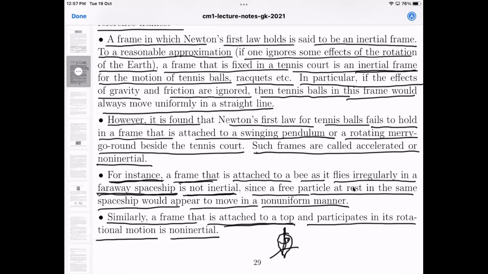Sir? Yes, Shubham Kumar. Sir, we are saying that the top is rotating when we are seeing it from the inertial reference frame, right? Yeah, so very correct.